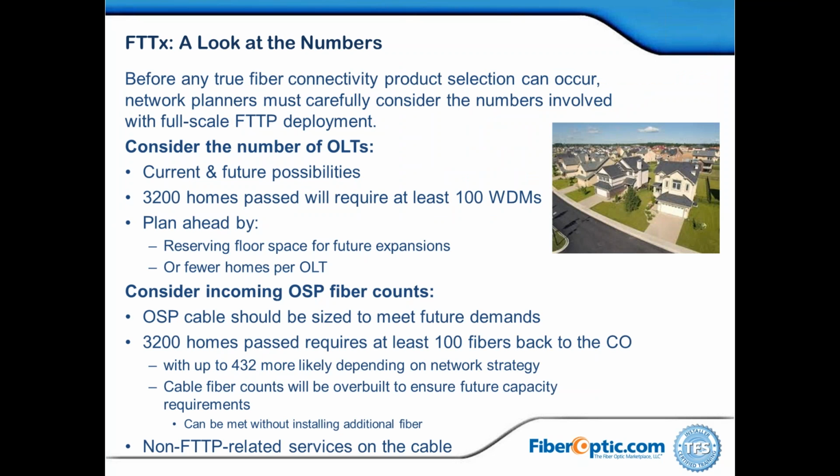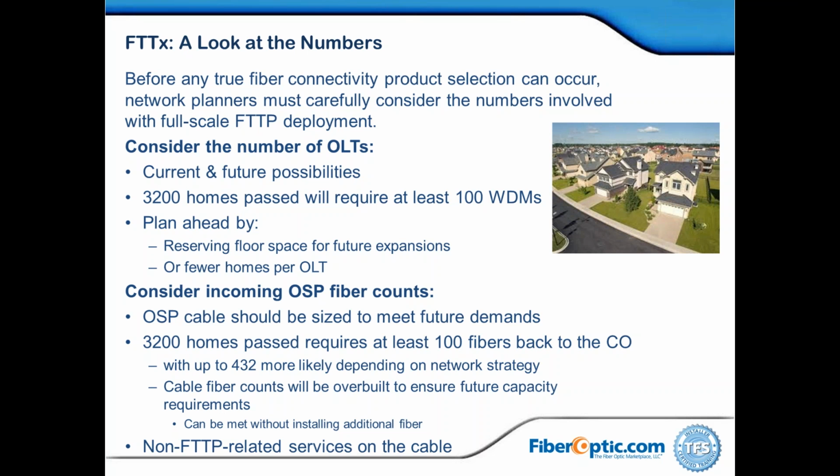So here we go. If you look at the numbers, you consider the number of optical line terminals. So current and future possibilities, 3,200 homes passed would require at least 100 WDMs. So you plan ahead, either floor space back at the central office, or you put fewer homes per optical line terminal. Then you consider incoming fiber count. So outside plant cable would be sized to meet those demands.